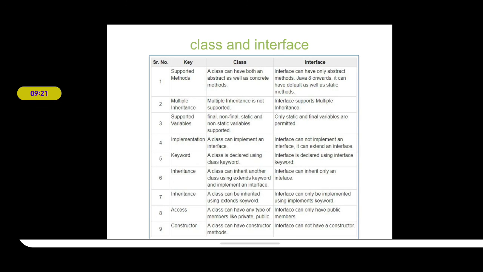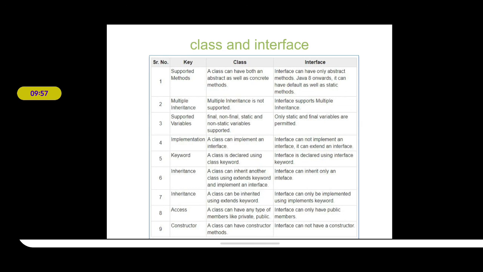A class can implement an interface. An interface cannot implement an interface. It can extend an interface. A class is declared using the class keyword, but an interface is declared using the interface keyword. A class can inherit another class using the extends keyword and implement an interface. An interface can inherit only an interface. A class can be inherited using the extends keyword. An interface can only be implemented using the implements keyword.